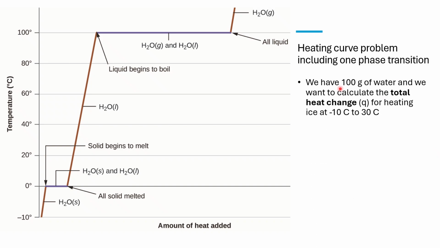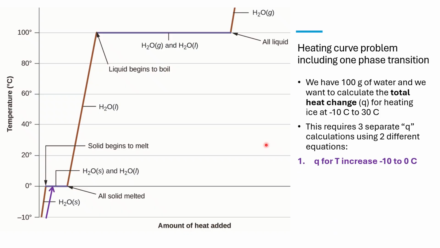The problem itself is this. We have 100 grams of water, and we want to calculate the total heat change, which we refer to as Q, for heating the ice from minus 10 degrees centigrade until we get all liquid at 30 degrees centigrade. This is going to require us to perform 3 separate calculations for Q. We're going to need 2 different equations, which we'll be looking at in a moment. So what are our 3 calculations?